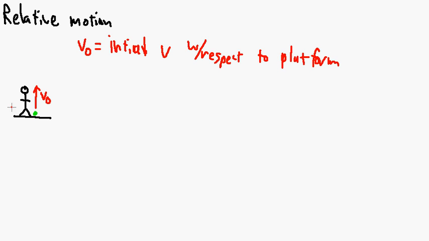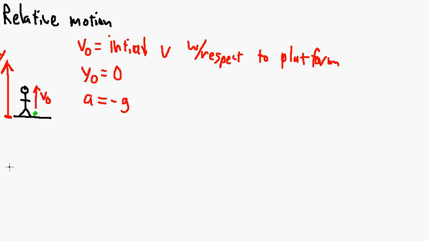Okay, and then we can attach some coordinate frame to the platform. So we can say right here 0, the ground of the platform is 0, and then y goes up from there. So that's the platform's reference frame. And in this reference frame we can just say initial y is 0, and the acceleration is going to be negative g. Okay, so that's all well and good.